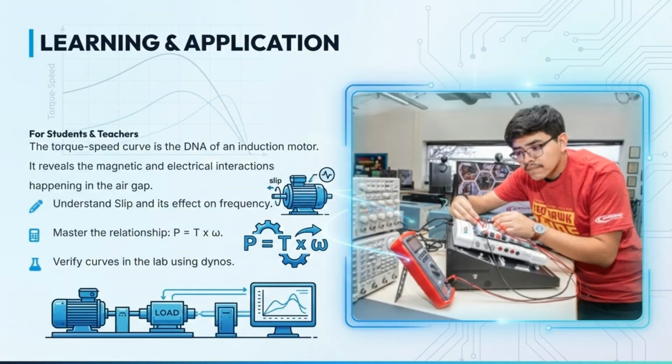For students and teachers, the torque speed curve is vital for understanding motor dynamics. Focus on the P equals T times omega relationship and how slip affects frequency and torque.